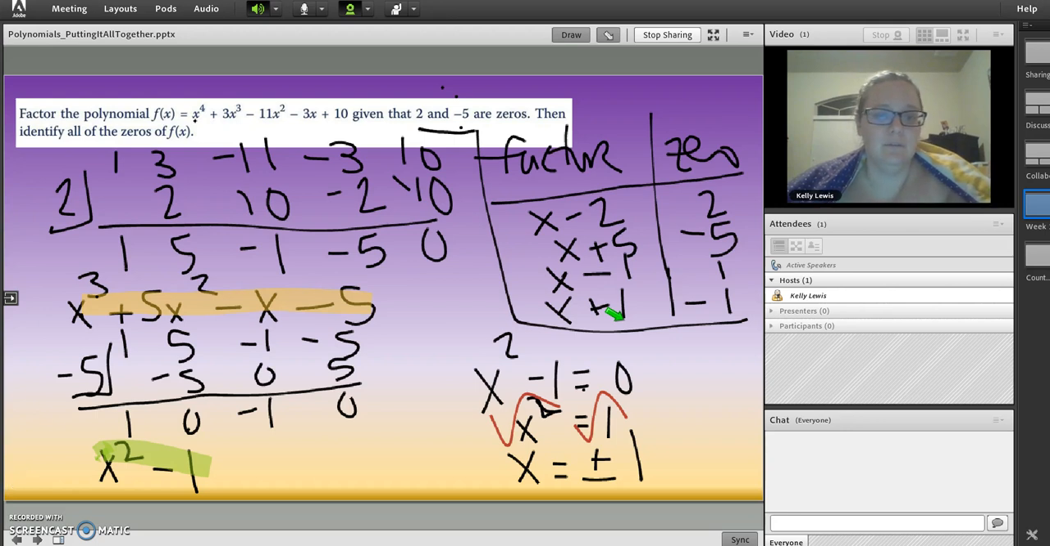All right, so we identified all the zeros that are right here. And I'm just reminding you how the factors and the zeros relate to each other.